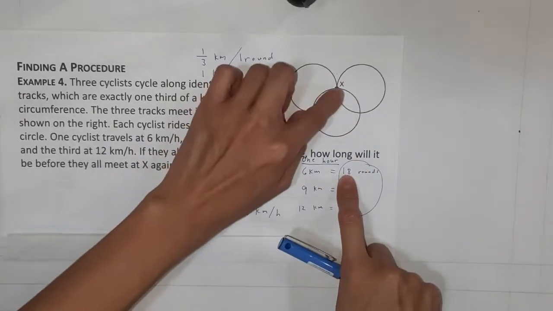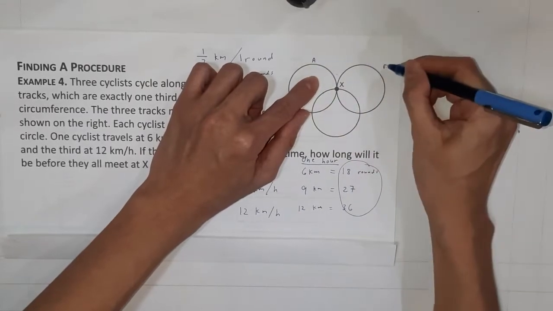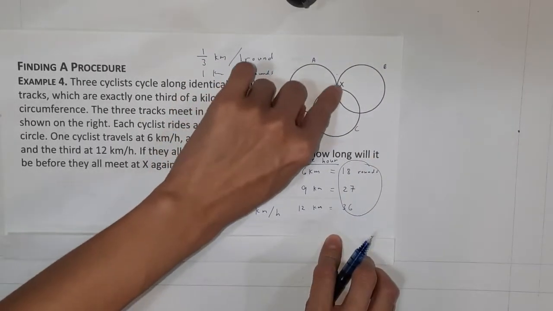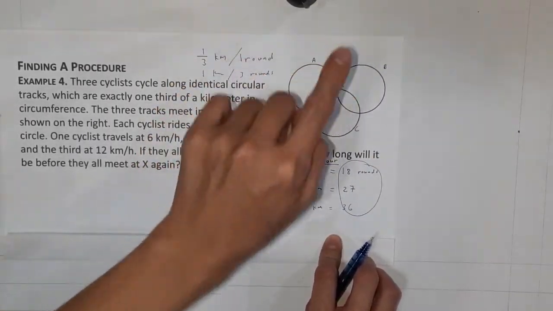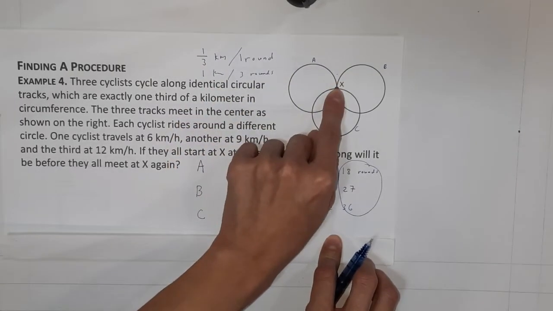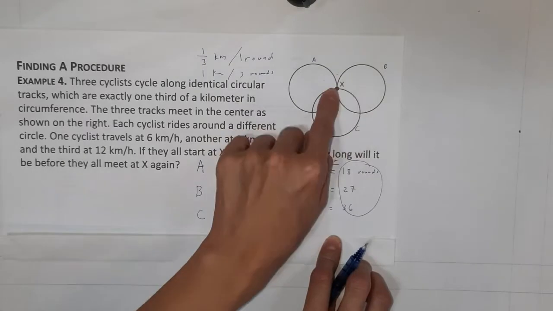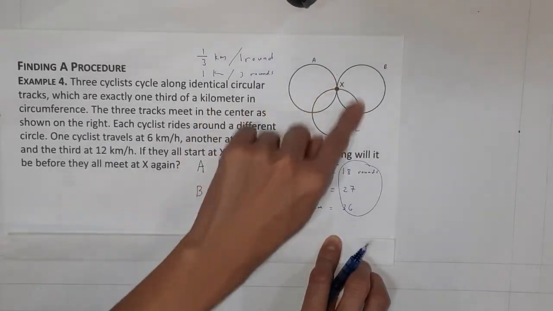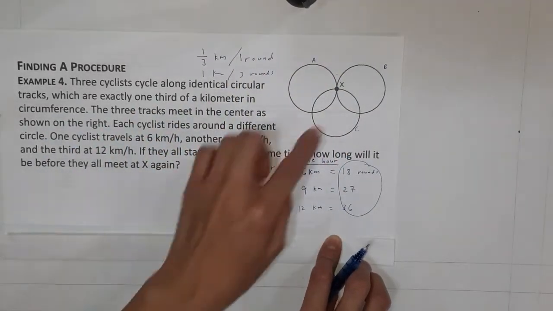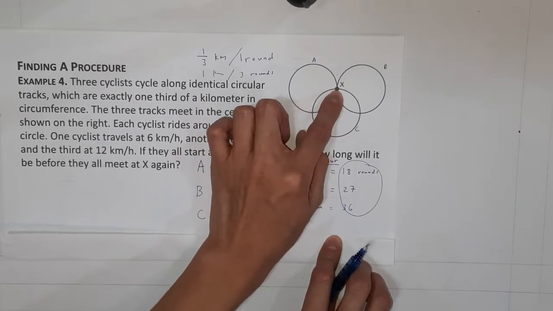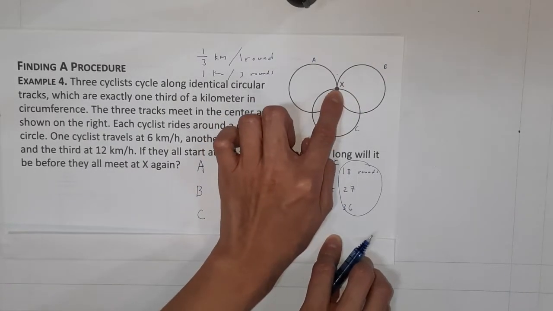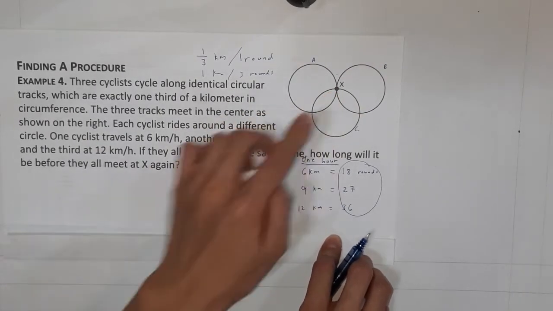Tama, no? Kasi si A, kunyari ito si A, makaka-18 na ikot siya after 1 hour. So, after 18 na ikot, nandito siya sa X. Si B ay ganun din. After 27 na ikot, siya ay nandito sa X. At ganun din si C after 36 na ikot. So, after 1 hour, for sure, magtatagpo sila sa X. Nagsimula sila sa X. After 1 hour, nasa X uli sila.